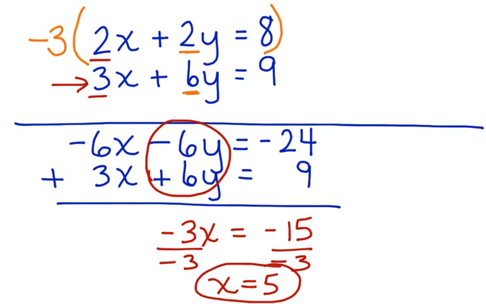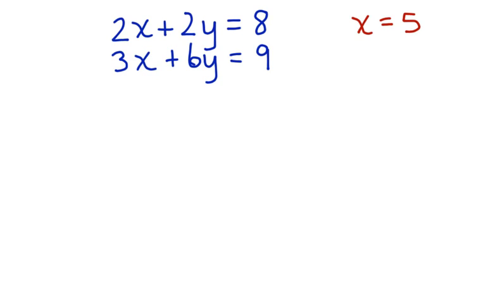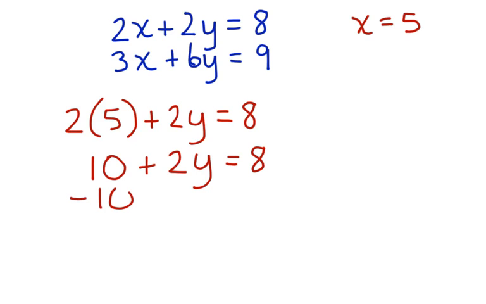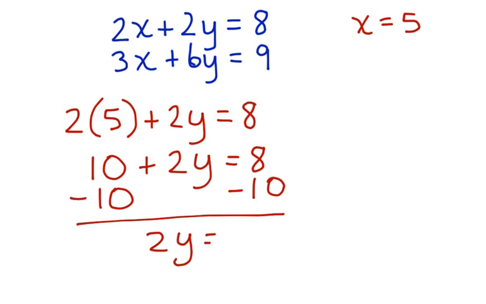Now, we can take this 5 and substitute it back into one of the original equations and solve for y. Let's substitute 5 for x into the first equation. 2 times 5 plus 2y equals 8. We have 10 plus 2y equals 8. Subtract 10 from both sides. 2y equals negative 2. y equals negative 1. So we can say that the solution for this system is 5, negative 1.